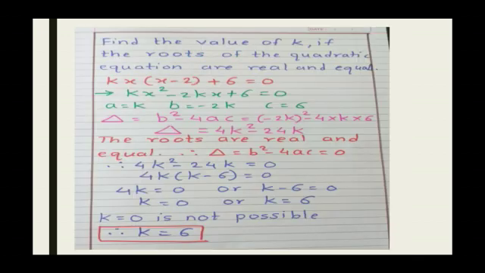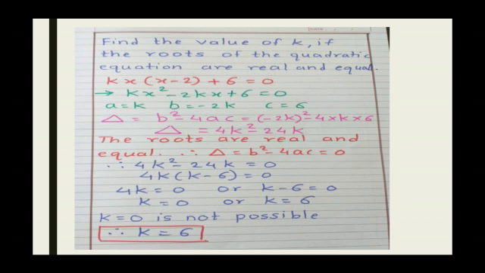Find the value of k if the roots of the quadratic equation are real and equal. kx in bracket x minus 2 plus 6 is equal to 0. As the equation is k, x into x minus 2 in bracket solved, that is kx square minus 2kx plus 6 is equal to 0. A is equal to k, b is equal to minus 2k, c is equal to 6. Delta value find, b square minus 4ac, that is minus 2k bracket square minus 4 into k into 6 by putting values of b, a, c. Delta is equal to, therefore, 4k square minus 24k.